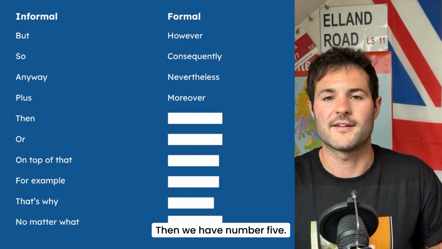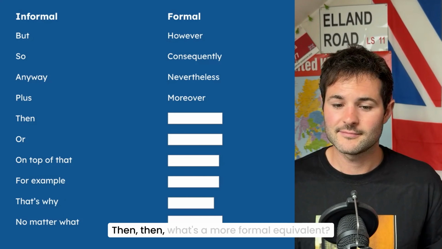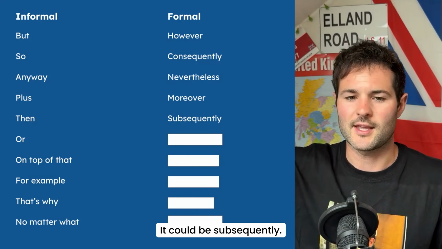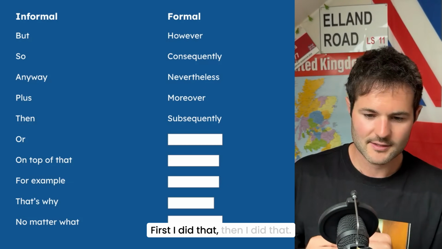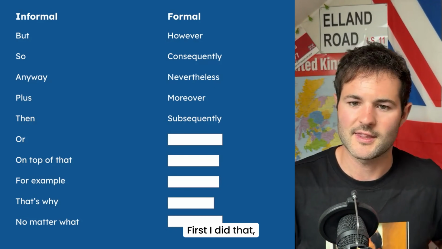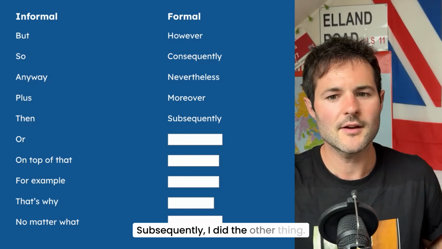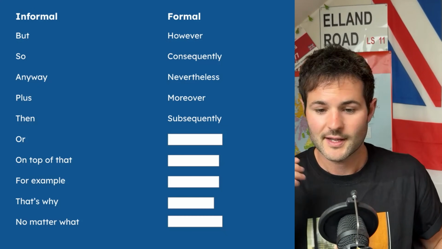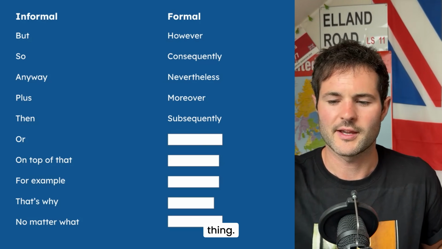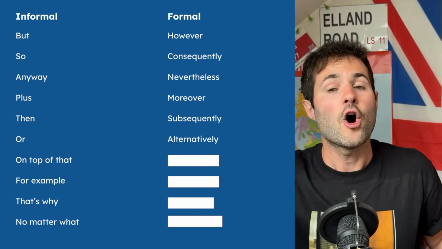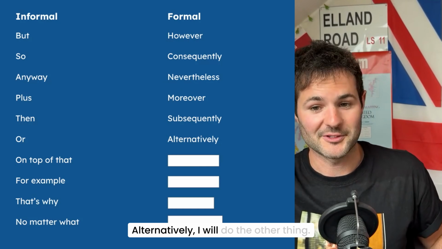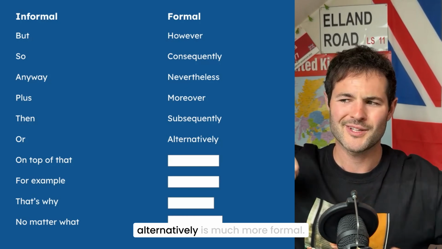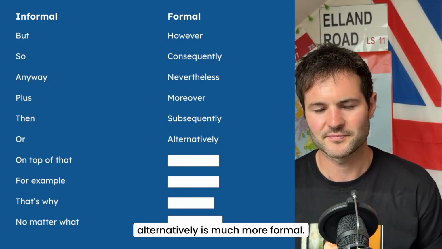Then we have number 5. Then. What's a more formal equivalent? It could be subsequently. First I did that, then I did that. First I did that, subsequently I did the other thing. Then we have or. I'm going to do this, or I'm going to do the other thing. I'm going to do this. Alternatively, I will do the other thing. So or and alternatively are basically the same, but alternatively is much more formal.